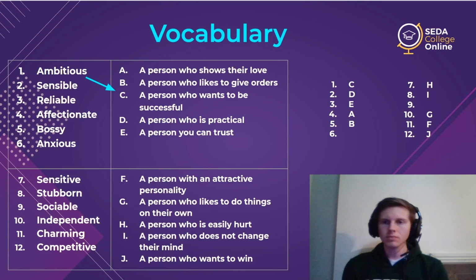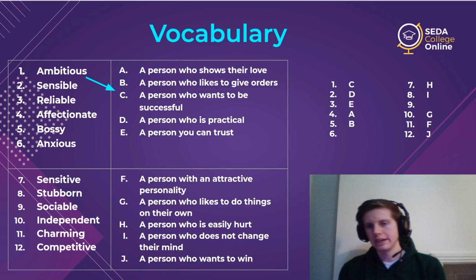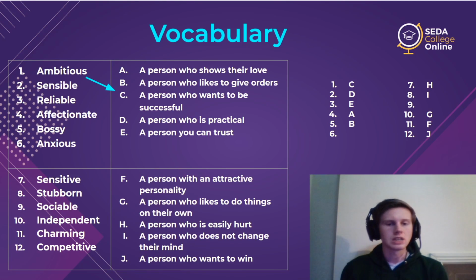And then number 8 is letter I. So stubborn is a person who will not change their mind. The common association in English is that a donkey is stubborn.